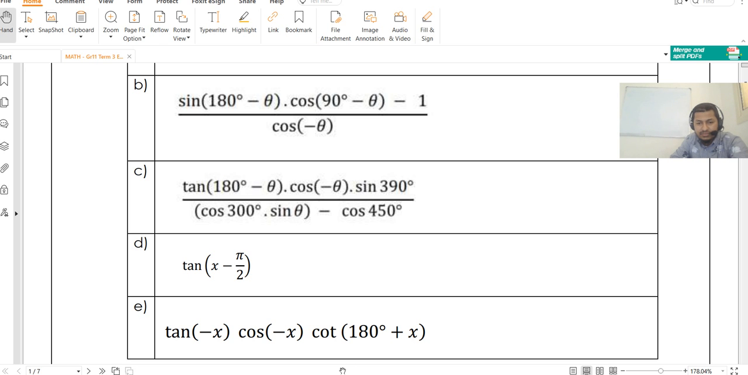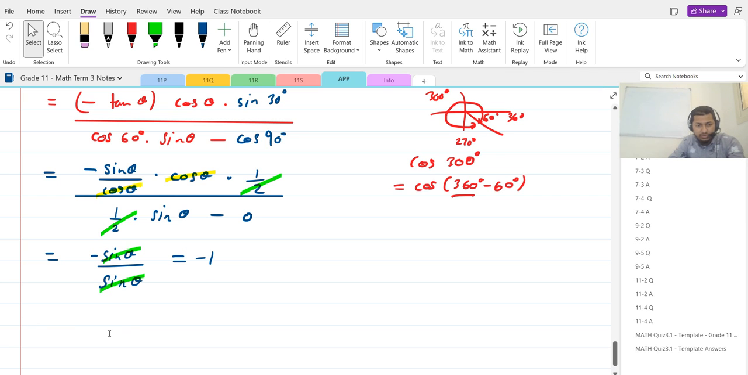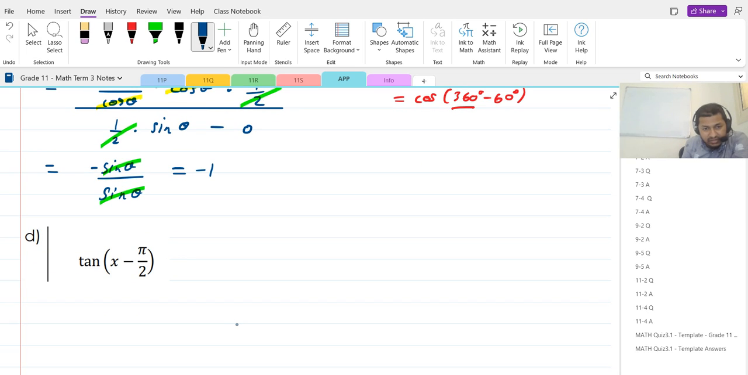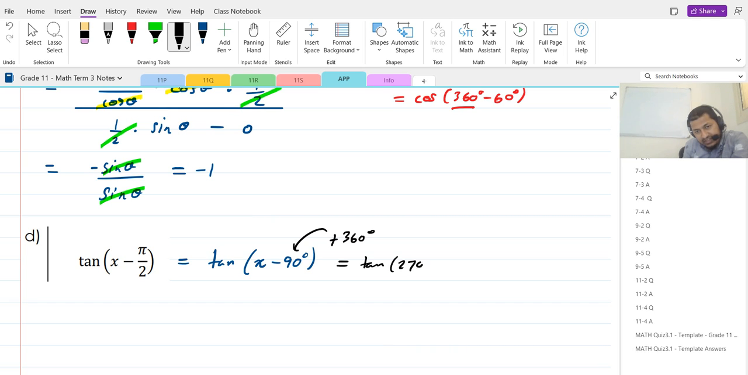tan of x minus pi by 2. Now remember, tan of x minus pi by 2 is in radians mode, right? So you can go and convert this into degree mode and work with that. So I'm asking you a question: where is tan of x minus 90 degrees? Because the angle is negative, we're going to put it into the cast diagram. So let's make it a positive angle. We're going to add a 360. As you can see, 360 minus 90 is tan 270, and we are just left with tan 270 plus x.